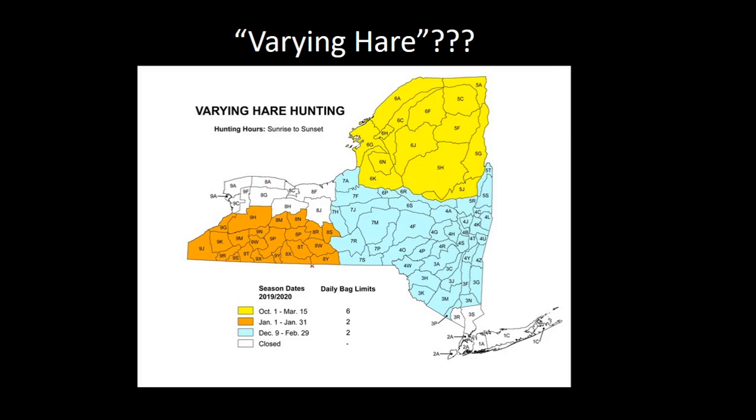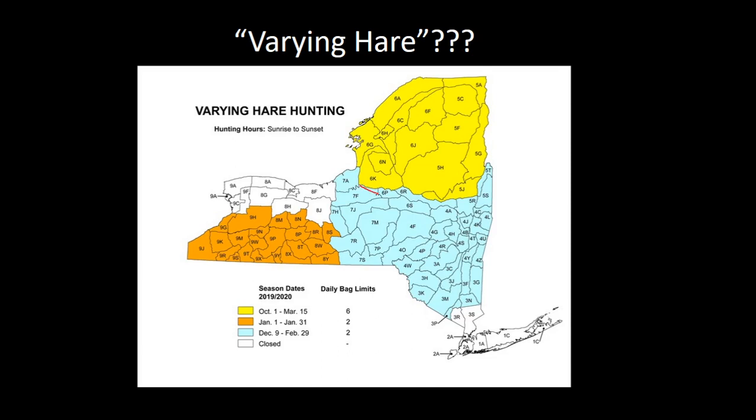And you can see that in white is an area where there's no snowshoe hare hunting. That's because essentially there aren't any snowshoe hares here. So we've got this Great Lakes plain area, and then we've got downstate. And then in orange, there's only about a month, well, exactly a month, of snowshoe hare hunting. And then in the yellow, you can see, my goodness, they can hunt snowshoes from October 1st to March 15th, and the bag limit is 6.